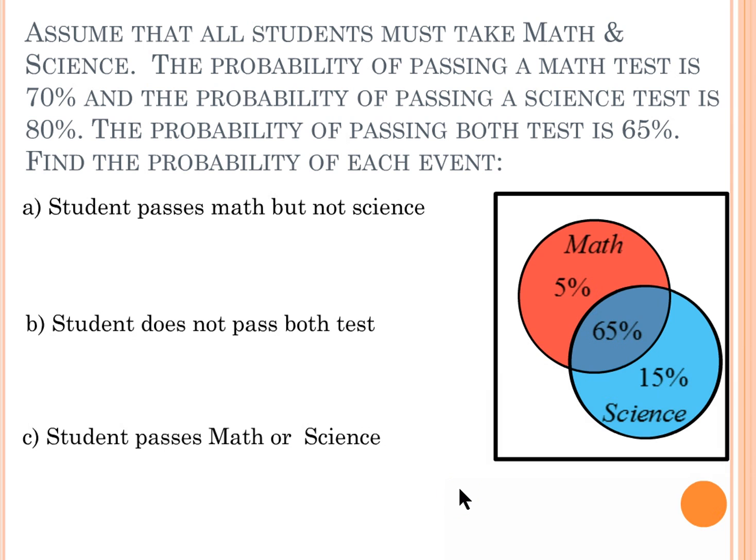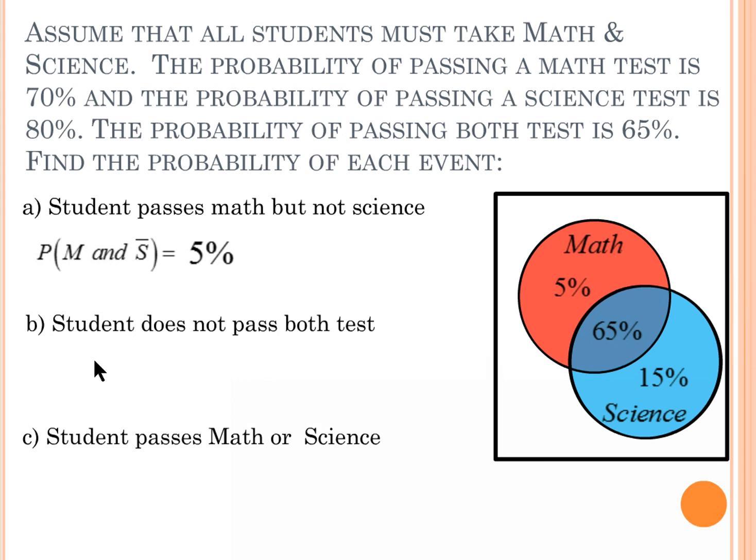Okay, so let's get on with the questions now. What's the probability of a student passing math but not science? That's the same thing as saying the probability of math and not science. So you pass math, but you fail science. Well, basically the 65% represents passing math and science, but this 5% means passing math and not passing science. So this will be 5%. That 5% means you pass math, but you did not pass science. You pass math only.